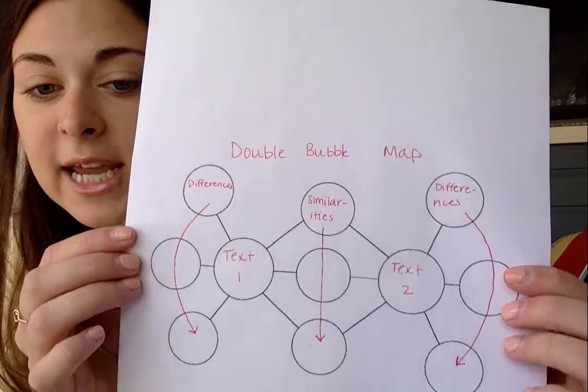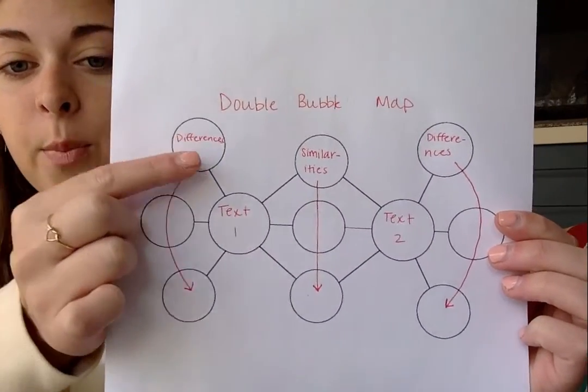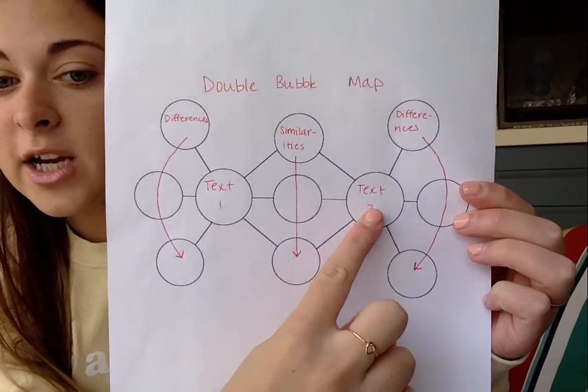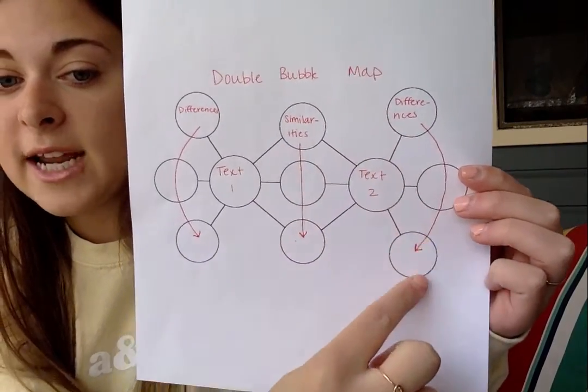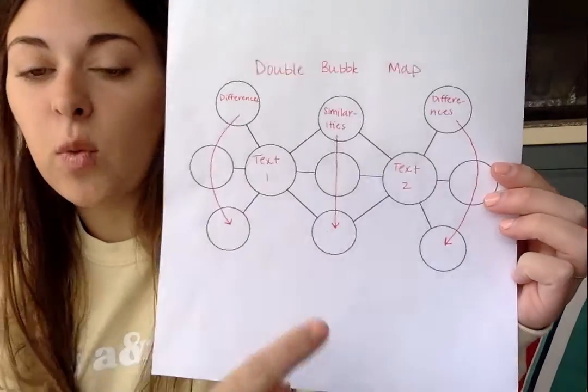After reading and answering those questions, the students are going to complete the double bubble map independently or with a group. The double bubble map looks like this. So the text 1 would go here, and then they put the differences that's only in text 1 here. Text 2 would go here, and they would put only the things that are in text 2 here, and the similarities between both that are in both text 1 and 2 would go there.